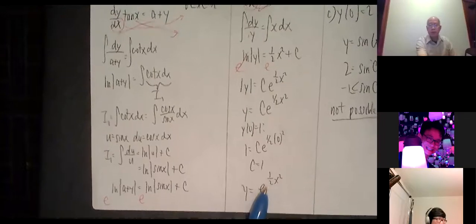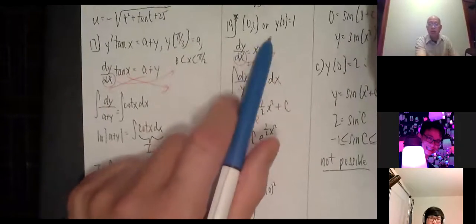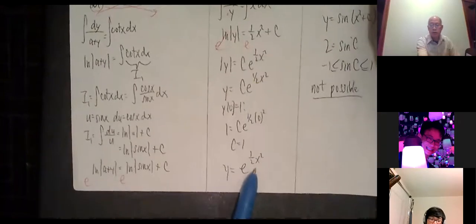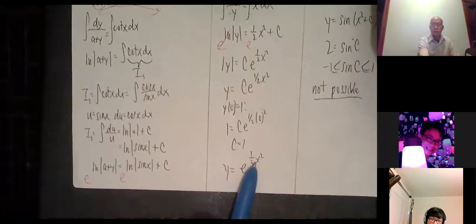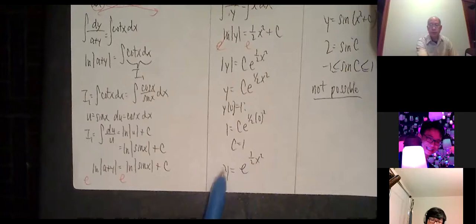The problem's finished, but I'll dig deeper. It says y of 0 is 1. Is it true when you plug in 0, you get 1? Put a 0 right there. e to the 0 is 1.